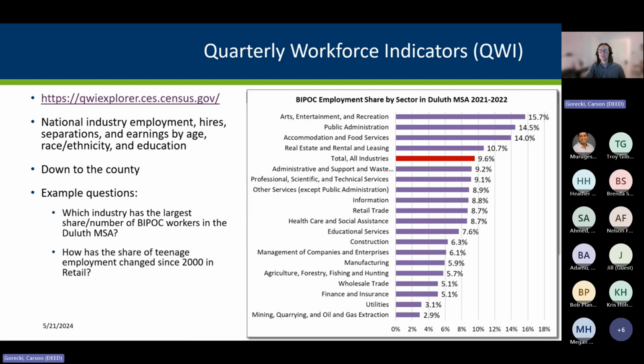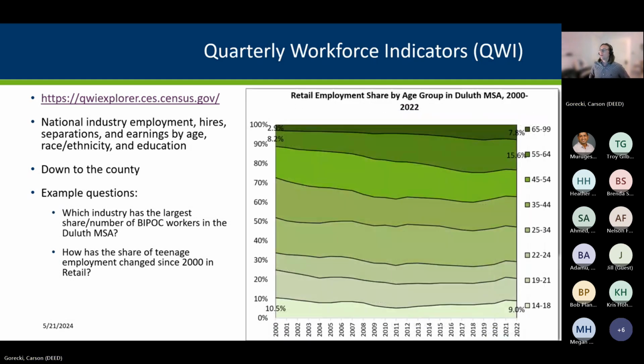What about how the share of teenage employment has changed since 2000? That's another question you can answer with QWI. This is all age groups, but you can pull out the teenage employment at the bottom. In 2000, teenage workers represented 10.5% of all jobs in retail. By 2022, it's 9%, so overall a decline. But you can see that in the 2010s through 2017, 2018, we actually had less than that. So we've seen an increase over the last couple of years in the share of teenage workers in retail. So the low point was kind of at the Great Recession, and it's built back up.